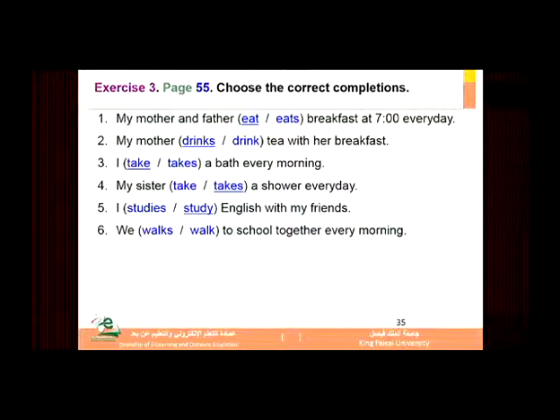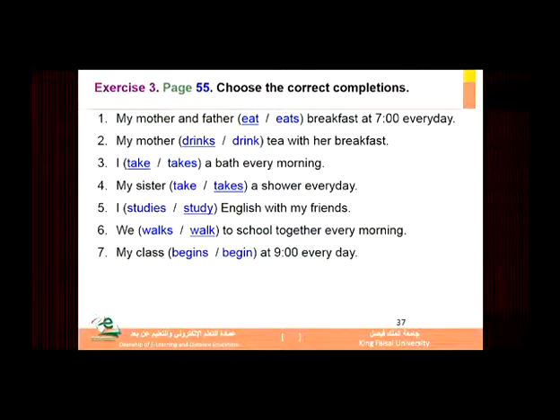Question number 6. We walk to school together every morning. So the verb is walk, and the subject is we, so we do not add an S to the end of the verb. We walk to school together every morning.